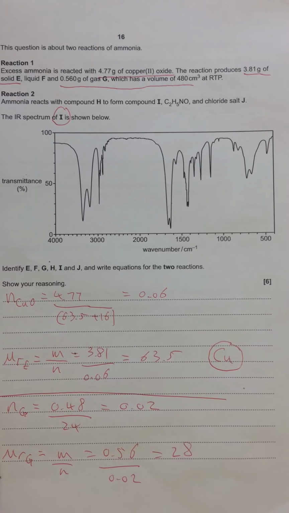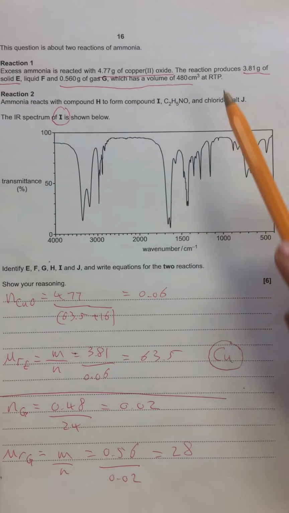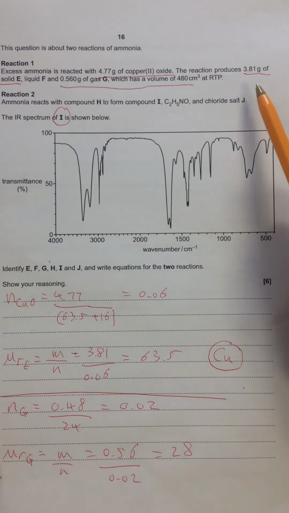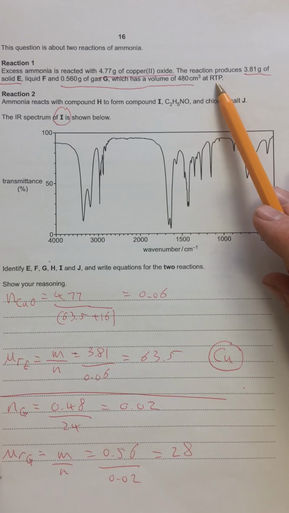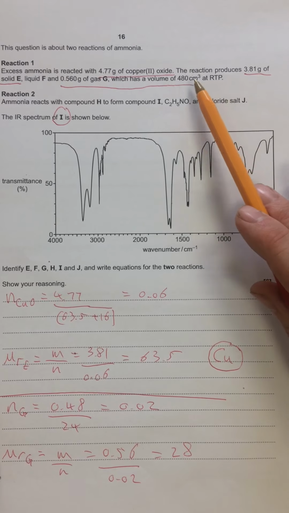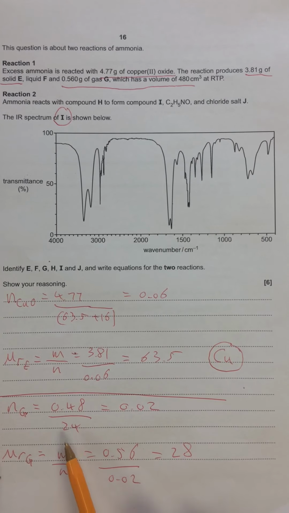Kind of separately, but also using moles, we can find the identity of G. And so we're told the volume of the gas at room temperature and pressure. Now, as it's room temperature and pressure, we can use the equation moles equals volume of a gas over 24. If it wasn't at room temperature and pressure, we'd need to use PV equals nRT, so we'd need a lot more data. But it is, so we can. So convert this into decimetres cubed by dividing by 1,000, and then divide by 24 to get your moles of G.